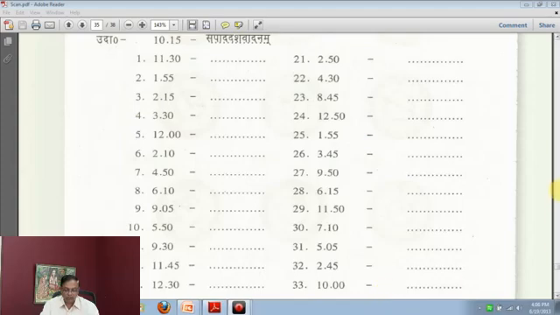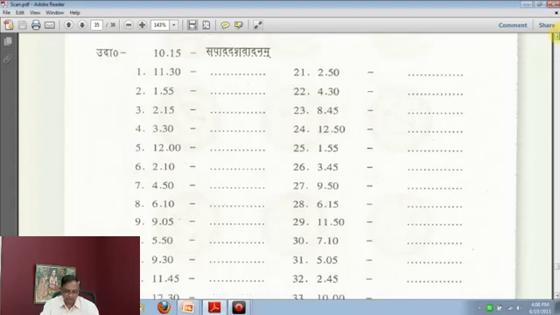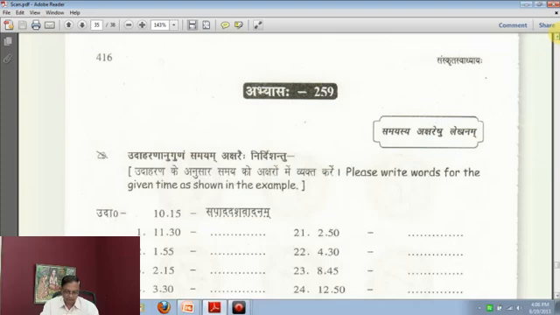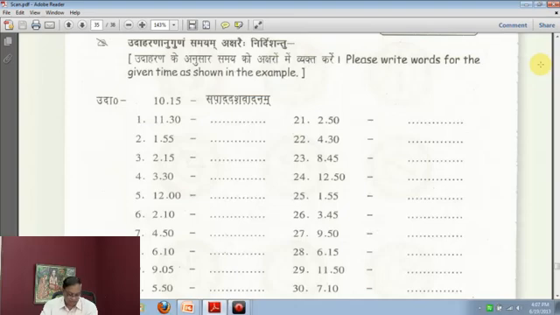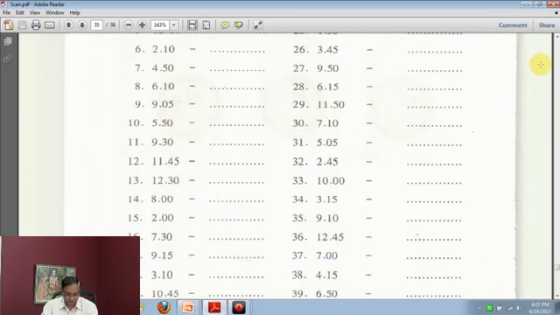Eka Una Trishatam Prushta Sankhya. So going by the time telling, one less than 300, 259th page, I'm sorry. Then we are down there. The 16th, I think, Srinivas? Yes, sir. We stopped at the 16th. Up to the 16th we have done.